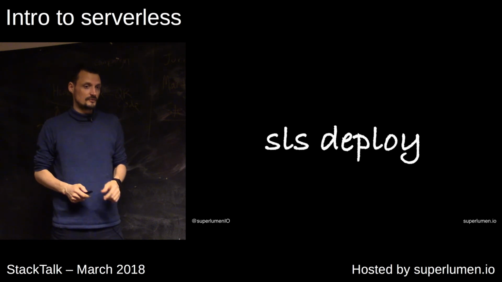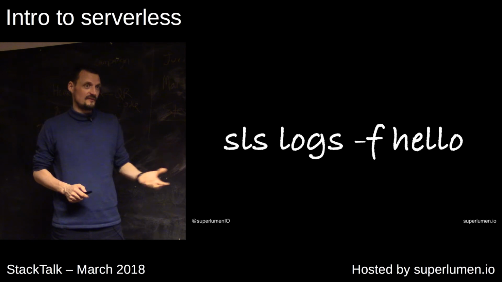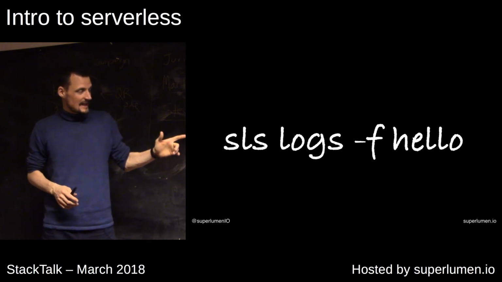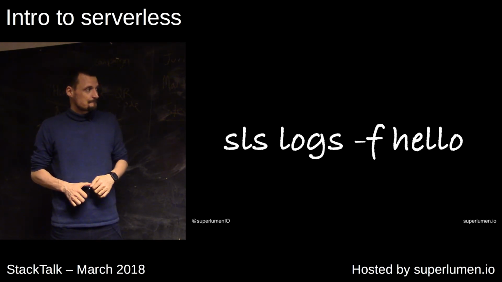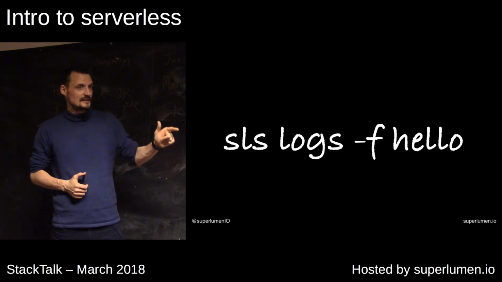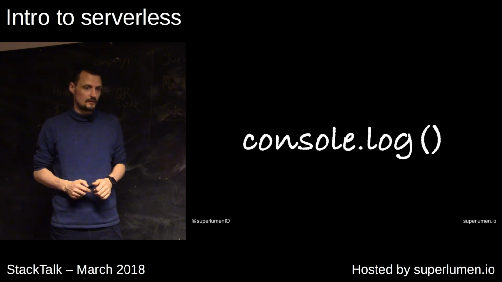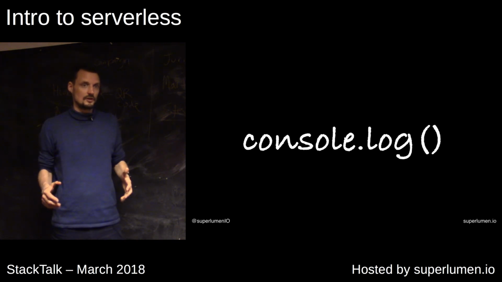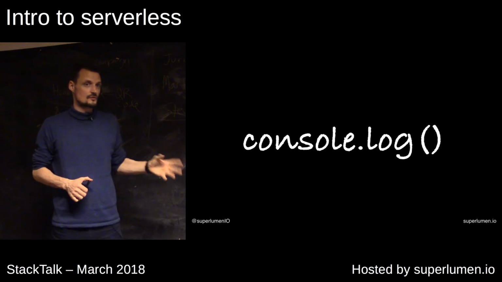Extremely useful. Took me a while to figure this out. SLS logs. It will fetch the logs from that function, right? So you can just do SLS logs. -F tells it the function name. So I think by default it's called hello. And then it will just pull the logs from the server. If you add a -t at the end, it will tail the logs and pull them as they come in, right? And then inside of your code, you can just do console.log. So I don't know about other providers, but I know with AWS, this was super, super useful.